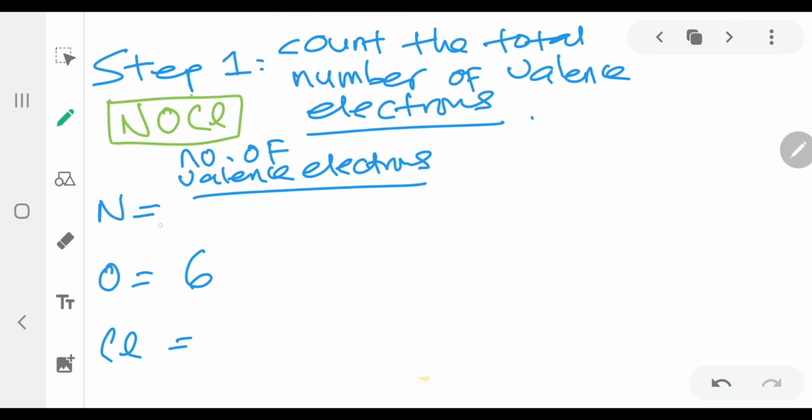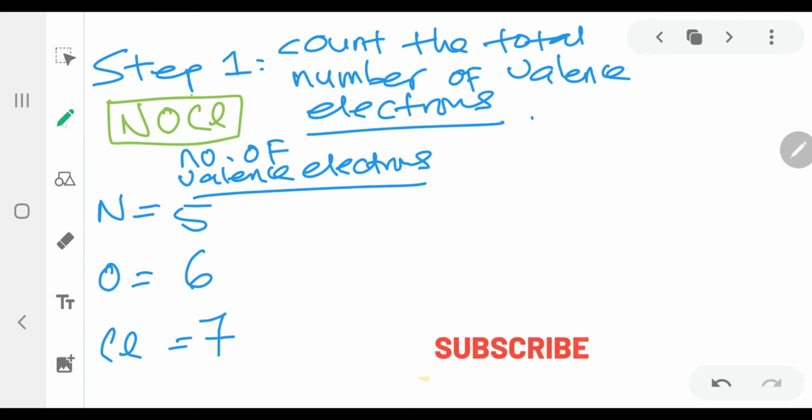Alternatively, you can try to memorize the position. For N over here, I do remember that nitrogen is situated on group 15 in the periodic table. Therefore, group 15, you have 5 valence electrons. And chlorine is on group 17, therefore 7 valence electrons.